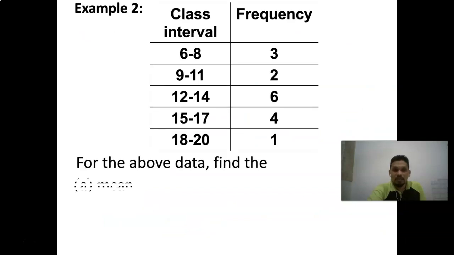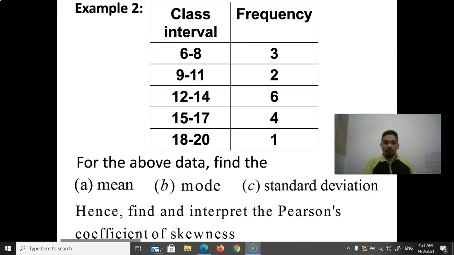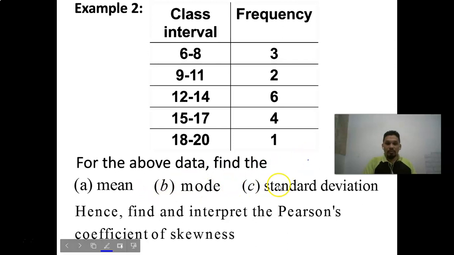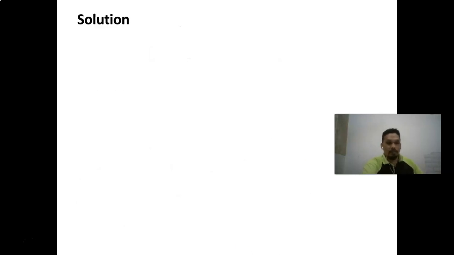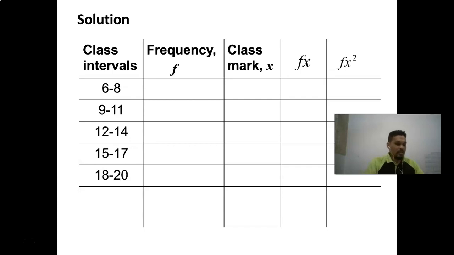So now for example 2, from the above data, find the mean, mode and standard deviation. Find and interpret the Pearson coefficient of skewness. Okay, so we copy it all again. Frequency here is 3, 2, 6, 4, and 1.